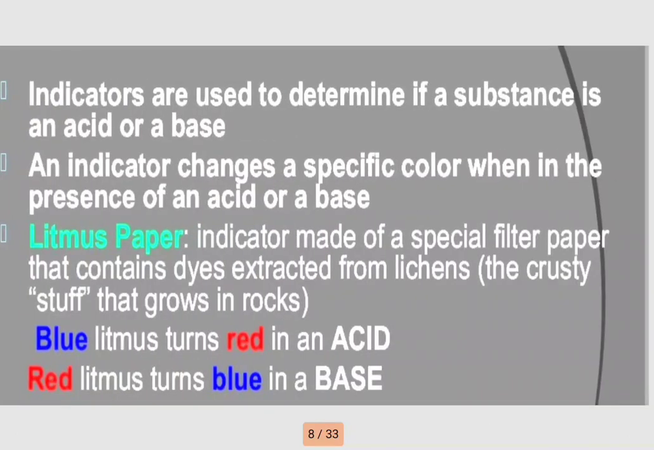Next, indicators. Indicators are used to determine if a substance is an acid or a base. An indicator changes to a specific color in the presence of an acid or a base. We can use litmus here also.